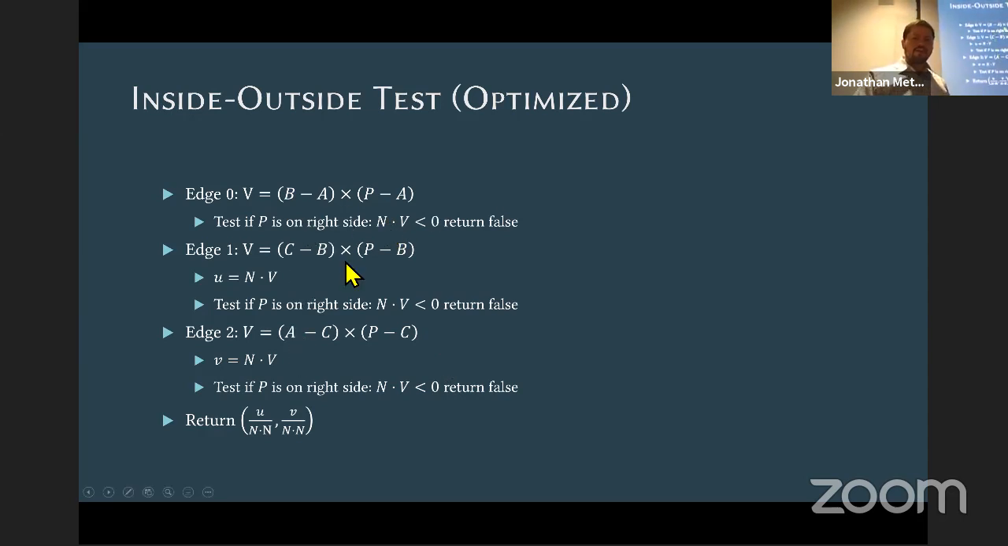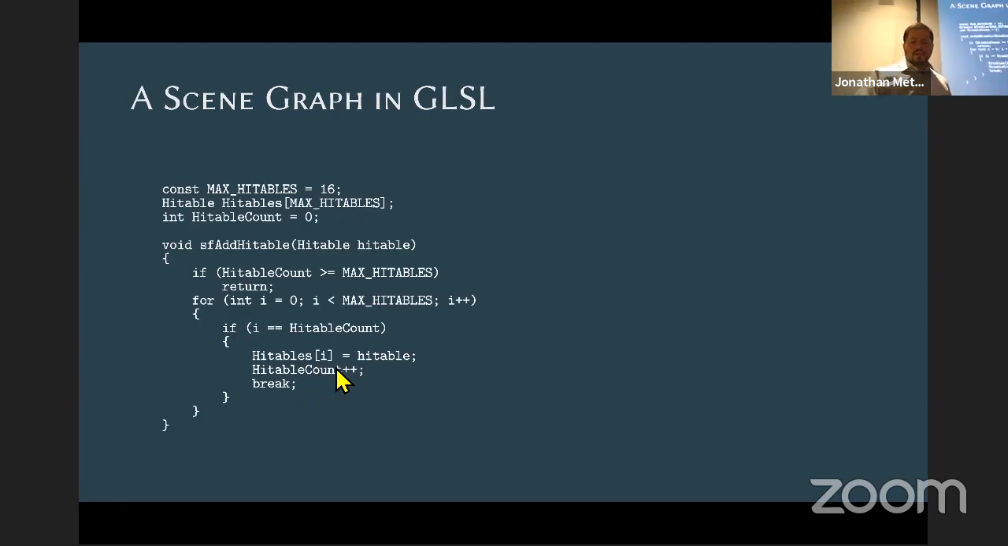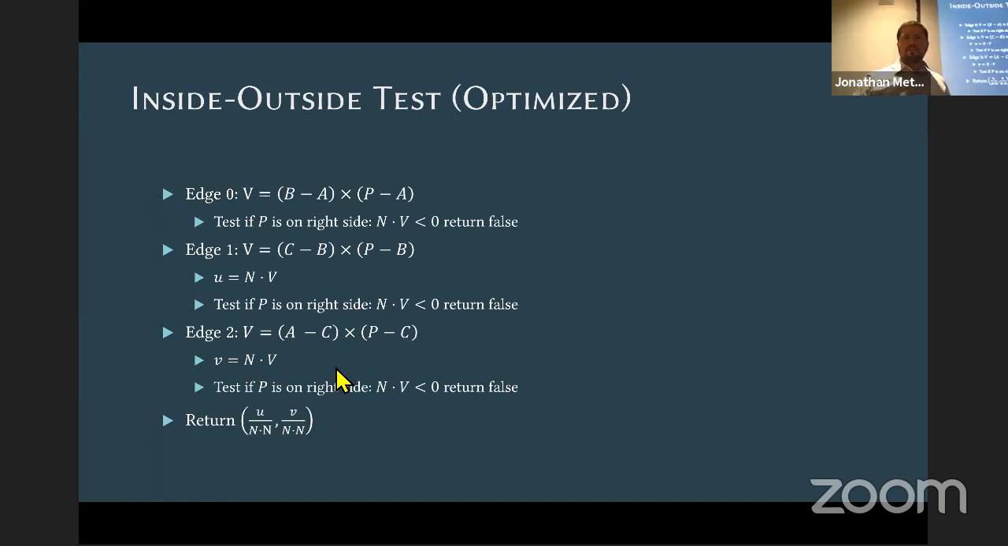We have all 3 edges here, because what we can do then is stick everything inside of a single vec3, and then there's some parallelization and optimization that you can get. Okay. Any questions on barycentric coordinates? All right, they're still mysterious. I hope that today we can talk a little bit about how to use them.